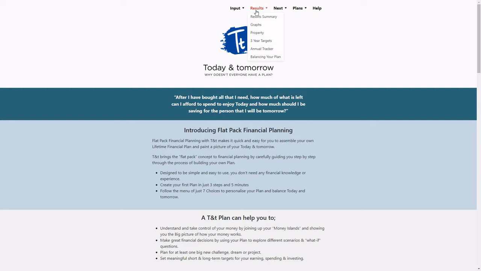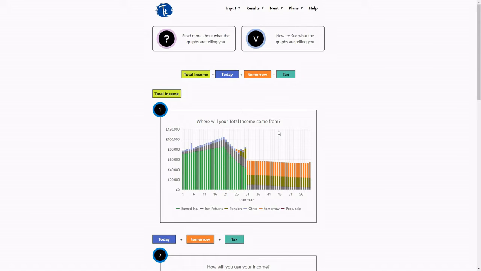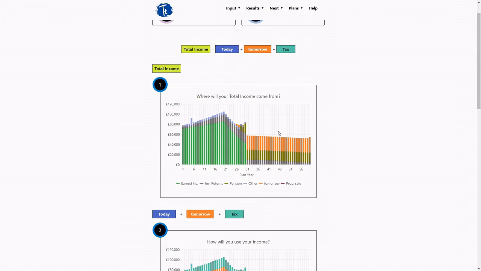We looked in detail at the 4 graphs in the second how-to video, but let's just have a quick recap. Graphs 1 and 2 work on the basis that there are only 3 things you can do with your income: spend it on today, save it for tomorrow, or pay it in tax. Graph 1 shows total income and where it's planned to come from, earnings, investment returns, pension income from the state, and any occupational pensions as well as any other income. If and when you need income to cover your tax and spend, especially in your later years when you are likely to have stopped earning, the orange here shows the income you will need from withdrawing some of the investments you have made for tomorrow.